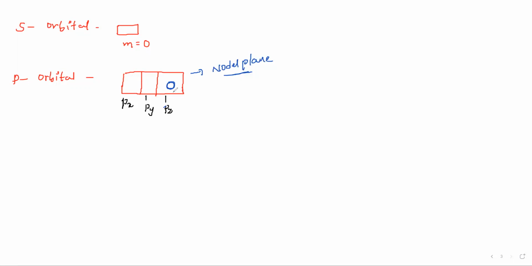So now you have to remember the pz value is always 0. The magnetic quantum number, we are discussing only magnetic quantum numbers. The pz value of magnetic quantum number is 0. And the px value, the magnetic quantum number, is -1 or +1.